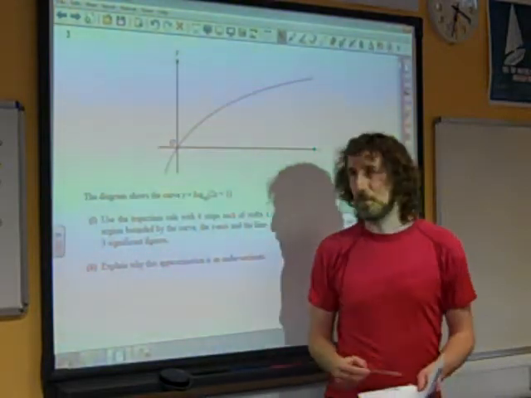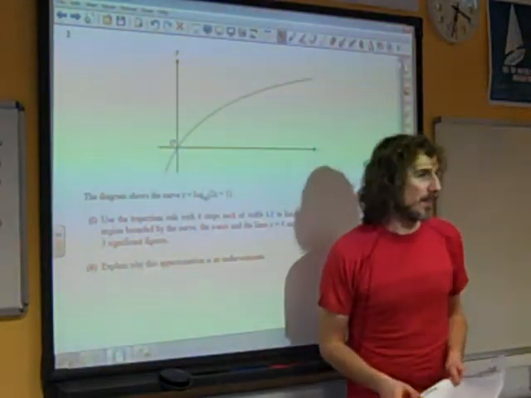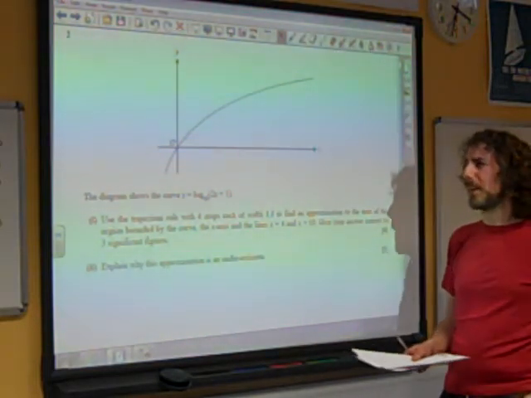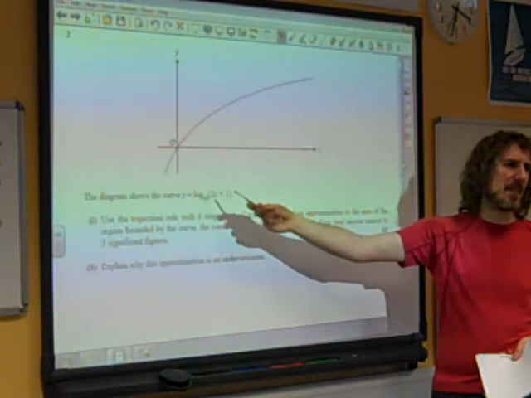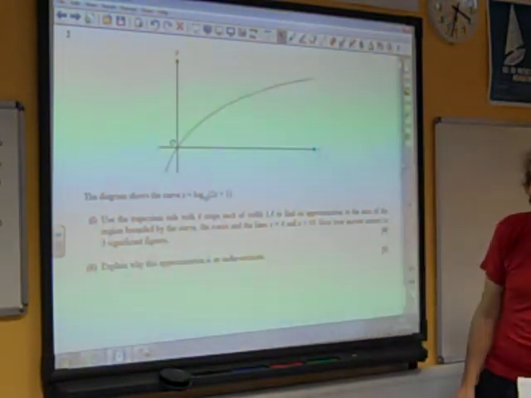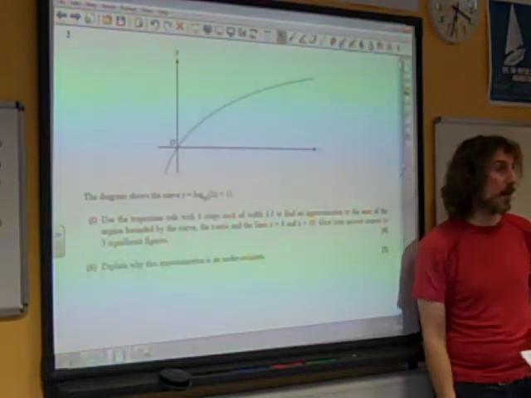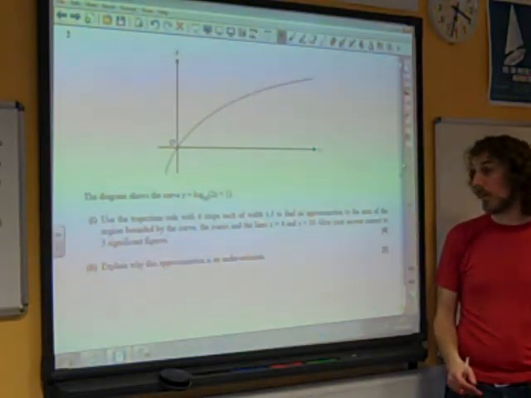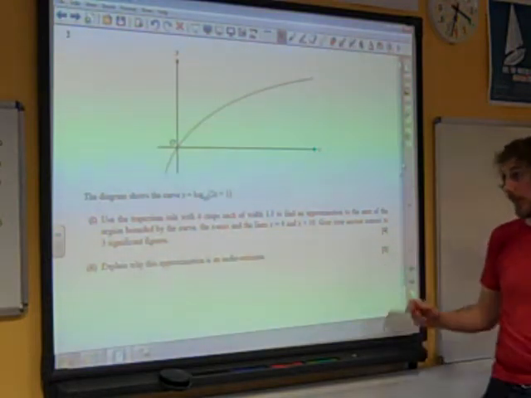Okay, so, question two. The diagram shows the curve y equals log base 10 of 2x plus 1. We can't integrate this, can we? So that's why we just go straight in with a function like this. Use the trapezium rule with four strips, each of width 1.5, to find an approximation of the area of the region bounded by the curve, and so on. Right.